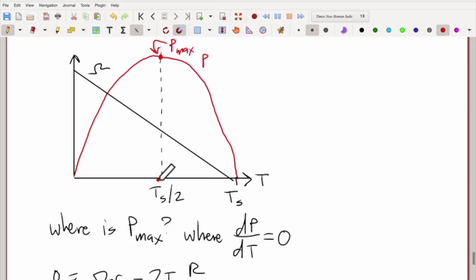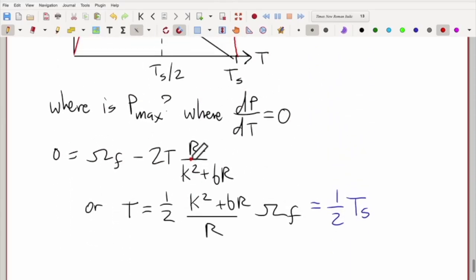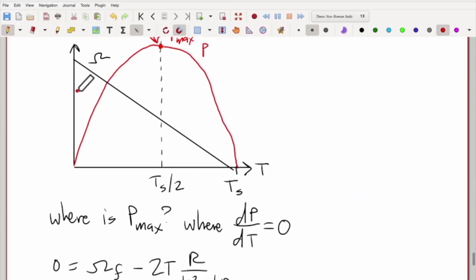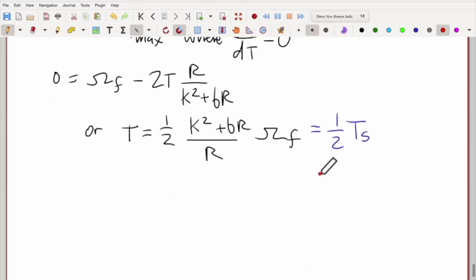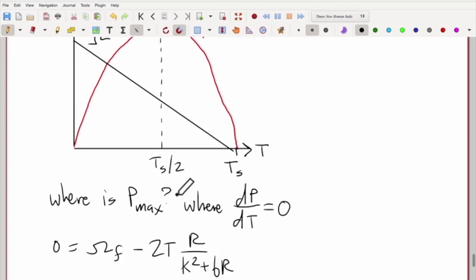So the max power happens right in the middle, and it turns out you can actually show as well that it happens at omega equal to 1/2 omega F. So it happens halfway through. That's the peak power. Okay.